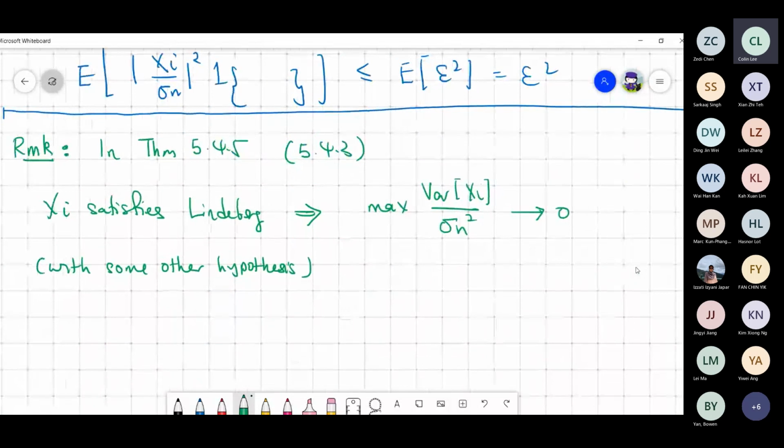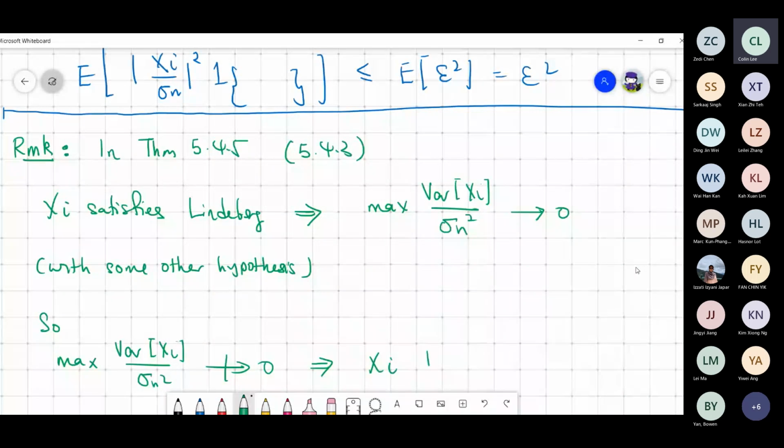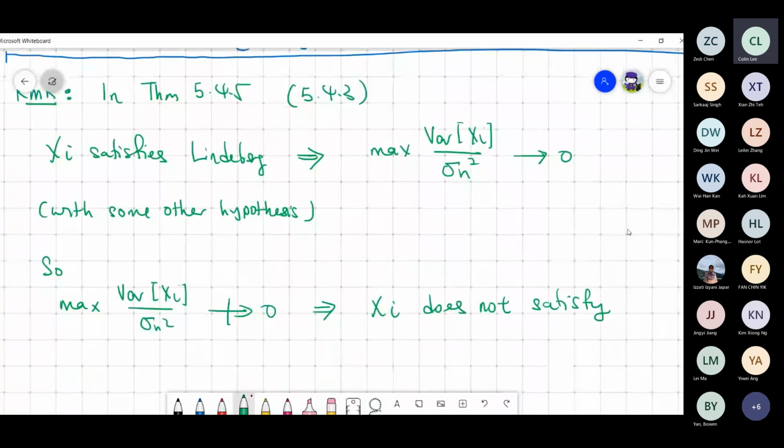So we have this. So this one implies this. When this is not true, then you will get this. So we have this. And maximum of this does not converge to 0. Okay, then we can say xi does not satisfy the Lindeberg conditions.